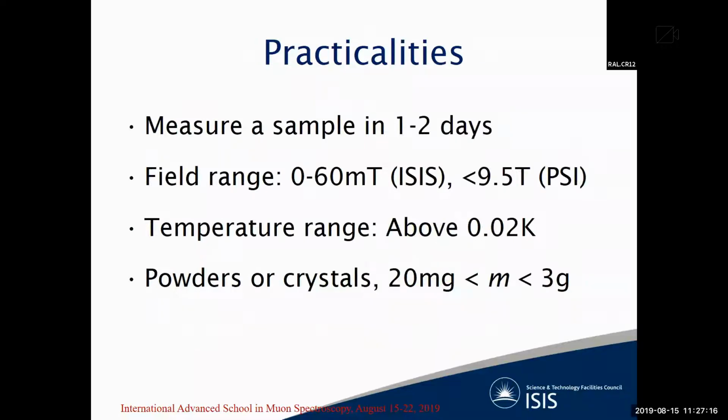So there are some practicalities. Normally, a superconducting sample takes roughly 1 to 2 days. We can apply a transverse field from 0 to 60 millitesla. That's the axis. At PSI, you can go higher. Temperature range, we have a dilution fridge, so you can go down to say 30, 40 millikelvin up to say 100 Kelvin. And we can measure both powder and single crystal samples.